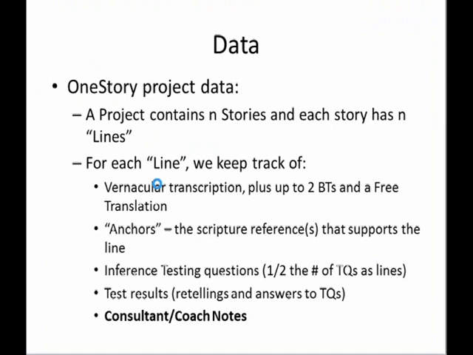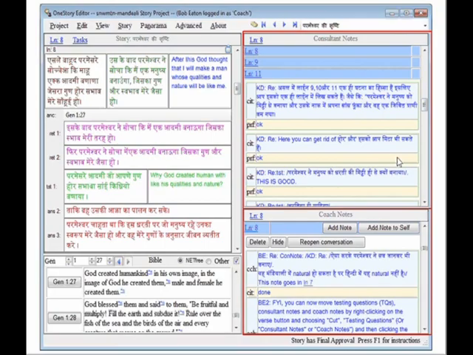And then, of course, there's consultant and coach notes. These are done on the right-hand side. And you can see that each of these are tied to a particular line. So each line can have 0 or more consultant notes. And then you can see this was a comment from the CIT, consultant in training, to the project facilitator. And here's the response from the project facilitator. In the coach notes pane, you can see a comment from the coach. And here's a response from the CIT.